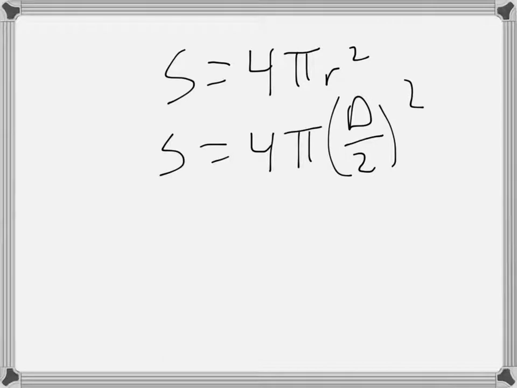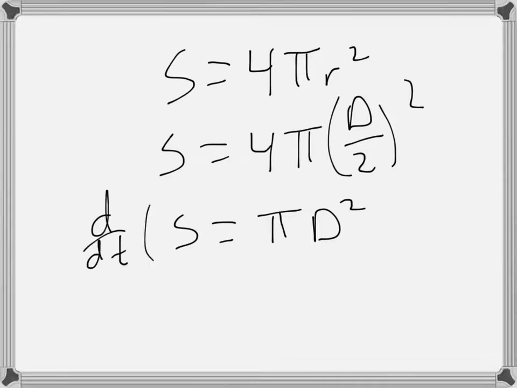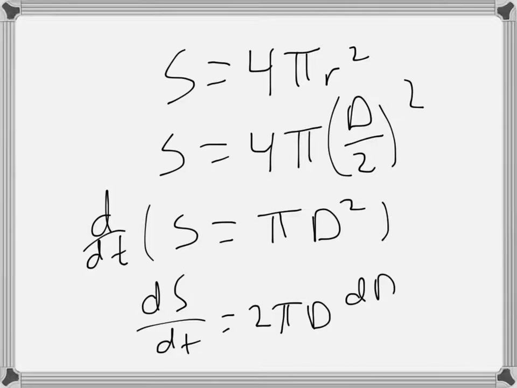And so the 2 squared in the denominator and the 4 are going to cancel, so this is really just S equals pi D squared. Now, because I have diameter, and I had to change it this time to begin with because I want the rate of change of diameter, not radius, now I can take the derivative with respect to time. So this is dS/dt equals 2 pi D dD/dt.